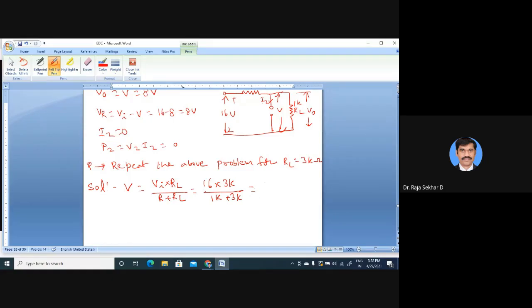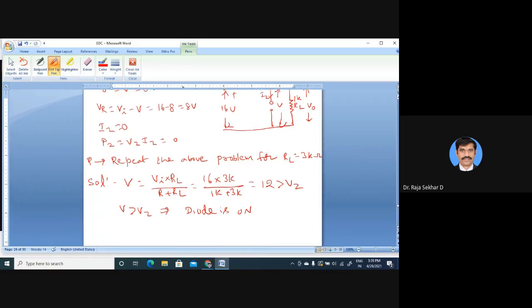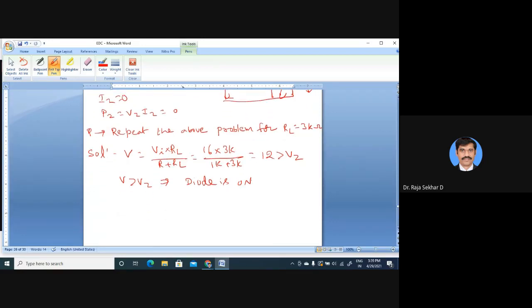12 volts. 12 volts means greater than Vz. Why? Because Vz is how much? It is given as 10 volts. Yes or no? In the problem, Vz is equal to 10 volts. So V is greater than Vz, which means the diode is on. Vz is equal to 10 volts.